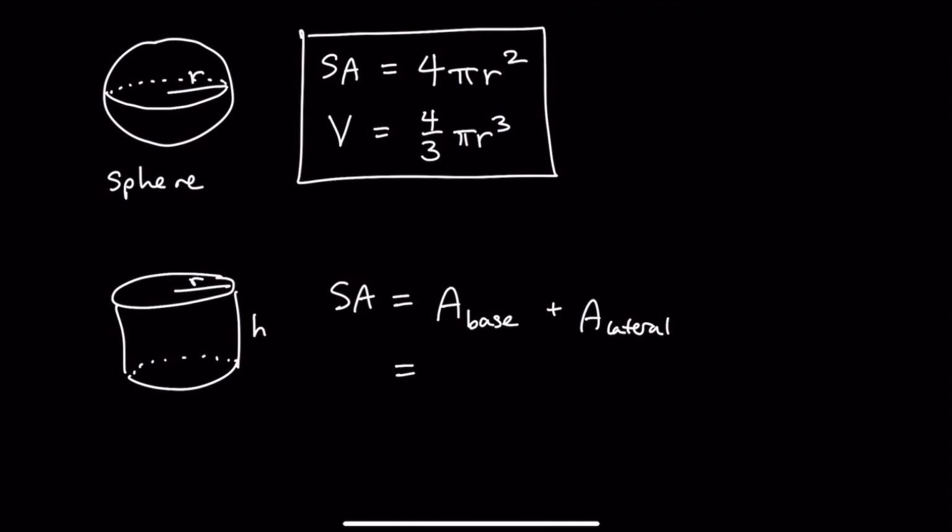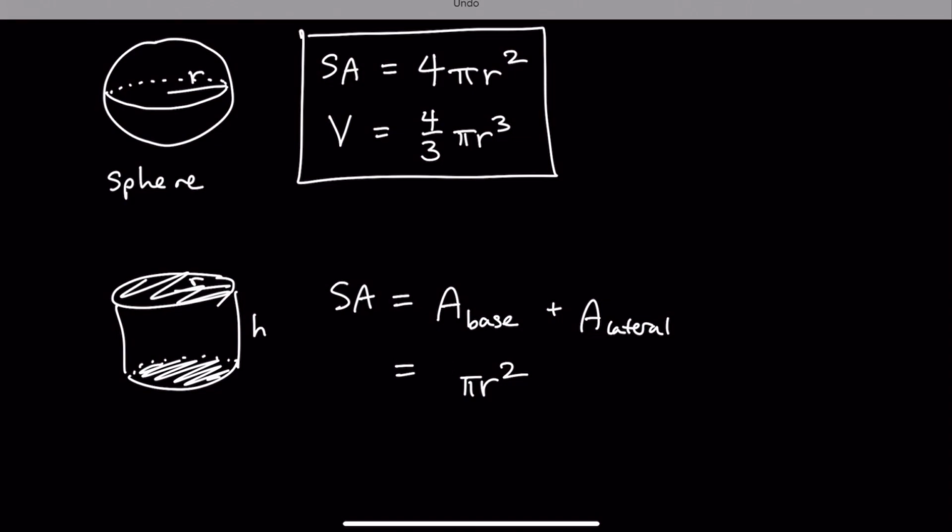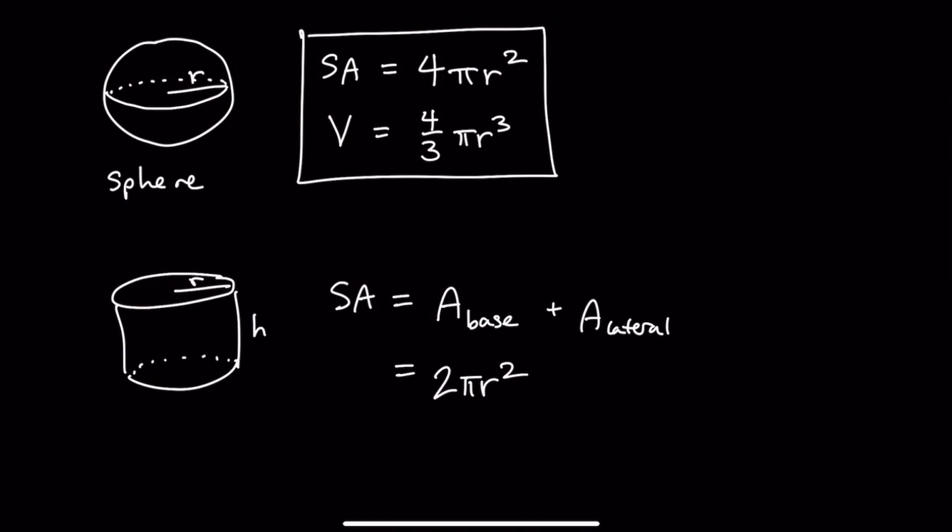And how we calculate that is the area of the base is going to be pi r squared. So this area is pi r squared, and then we have two of those, so we're going to put a 2. And then the lateral area is 2 pi r times the height.